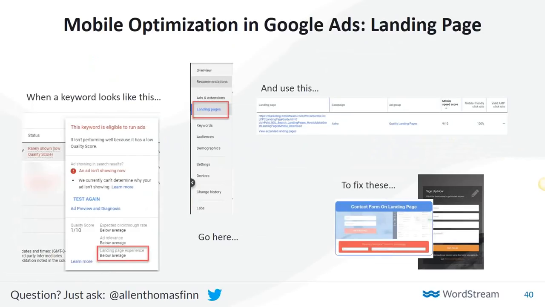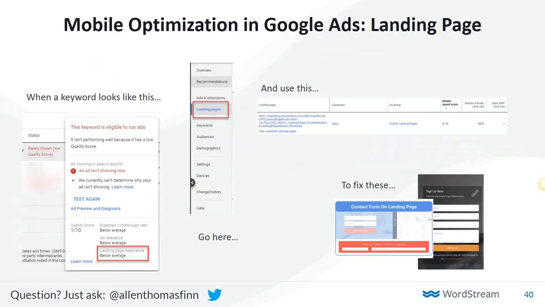And finally, you want to be able to optimize your landing pages for mobile. And Google has some really cool tools that can help you do this. And in Google Ads, they're actually baked right into the UI. So when you see that one of your keywords is rarely shown due to a low quality score, and you notice that one of the reasons that it's barely shown is that the landing page experience is below average, you can navigate to the landing pages tab within the UI, and then you can use it to take a look at mobile speed score, mobile friendly click rate, and if you're using AMP pages, you can look at valid AMP site clicks as well.